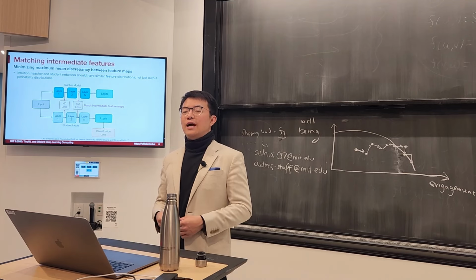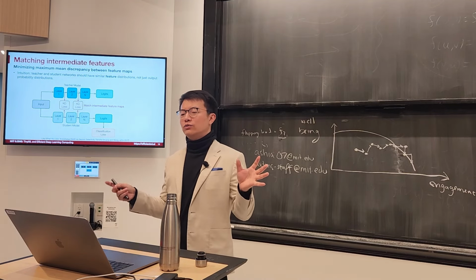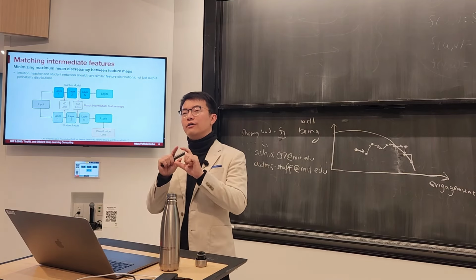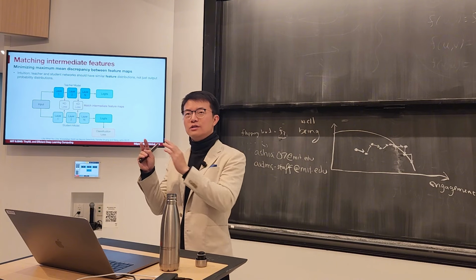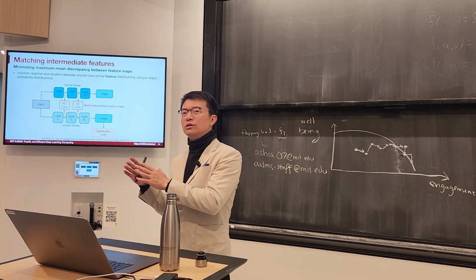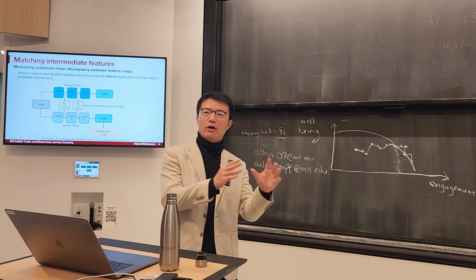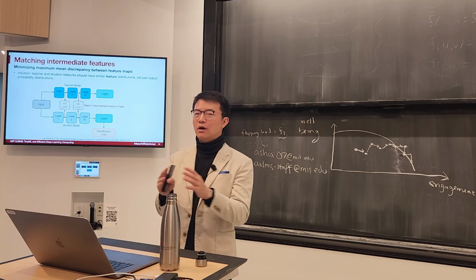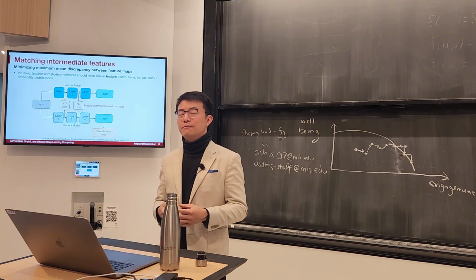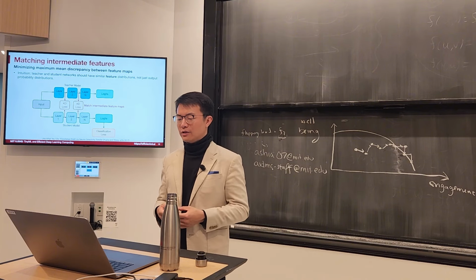The intuition is that teacher and student network should have similar feature distribution, not just at the very end. That's an extreme case, not just the output probability distribution, but also across all the layers, different places, the feature map should match.